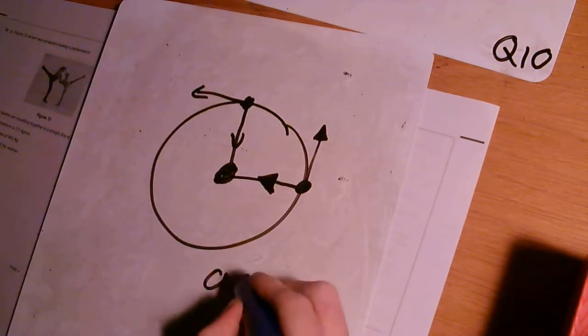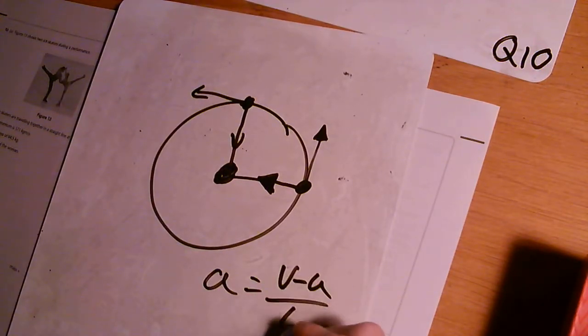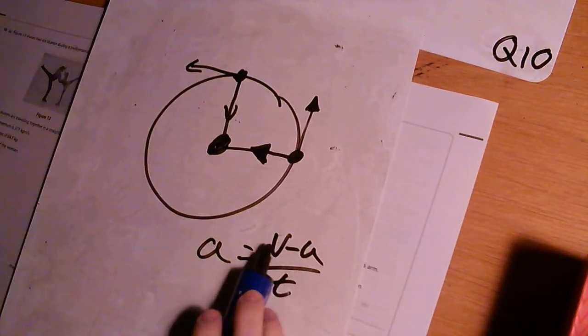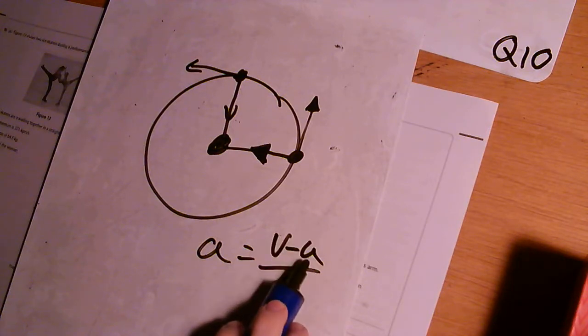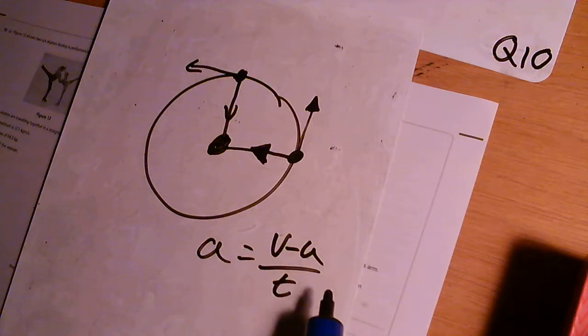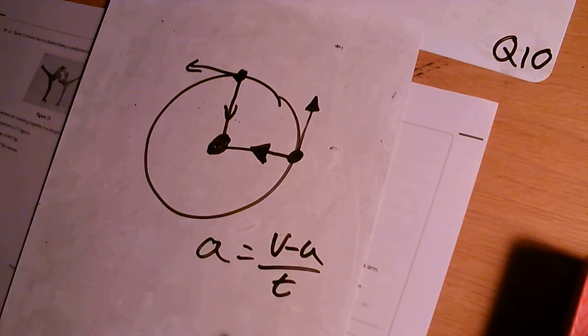Remember the equation, a is v minus u over t. If we've got a change in velocity, so v minus u is some number, v is not the same as u. The velocity is changing. We must have an acceleration, okay, even if the speed is the same.